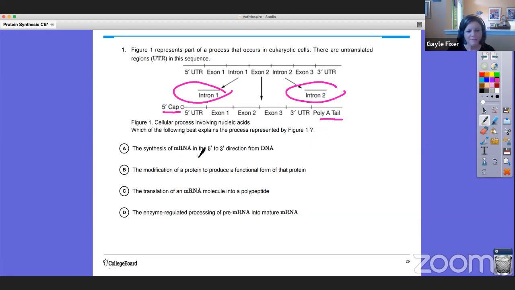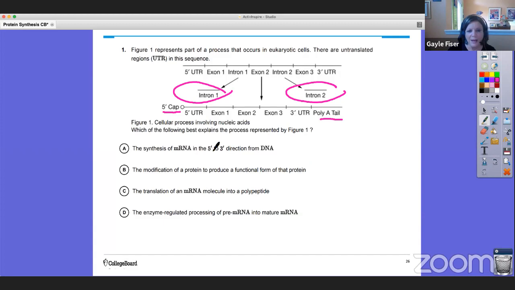A, the synthesis of messenger RNA in the 5' to 3' direction. B, the modification of a protein to produce a functional form of that protein. C, the translation of messenger RNA molecule into a polypeptide. Or D, the enzyme regulated processing of pre-messenger RNA into mature RNA.